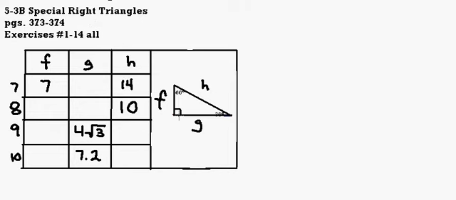G, which is the long leg, is simply the short leg times the square root of 3. So that would be 7 square root of 3, which if we were to multiply that out, 7 times the square root of 3, you would get approximately 12.12.